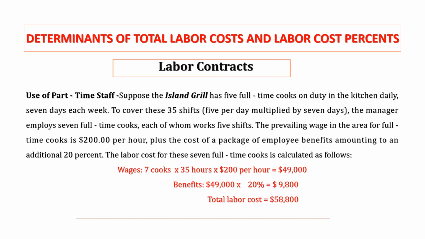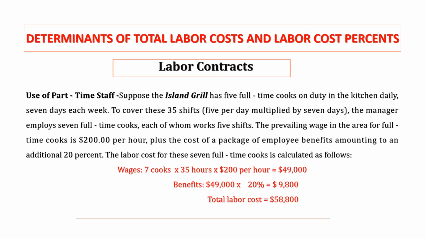Suppose Island Grill has 5 full-time cooks on duty in the kitchen daily, 7 days each week, to cover the 35 shifts, right? So that's 5 per day multiplied by 7 days. The manager employs 7 full-time cooks, each of whom works 5 shifts. The prevailing wage in the area for full-time cooks is $200 per hour, plus the cost of a package of employee benefits amounting to an additional 20%.